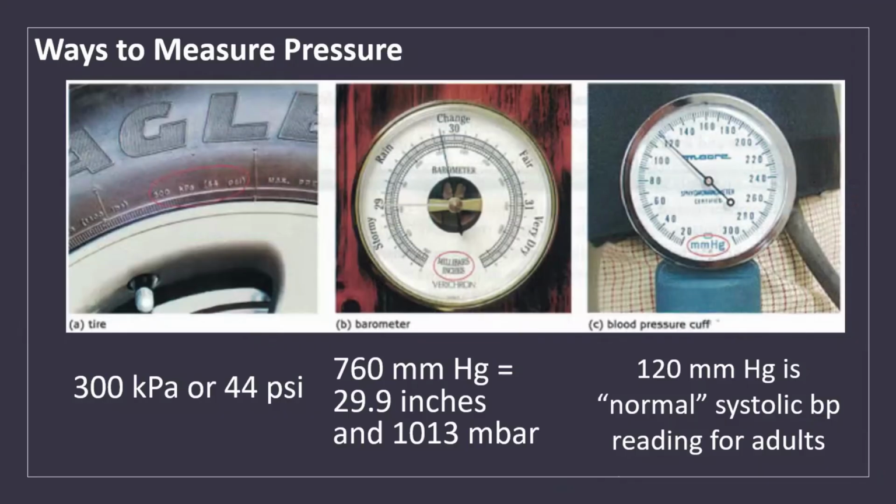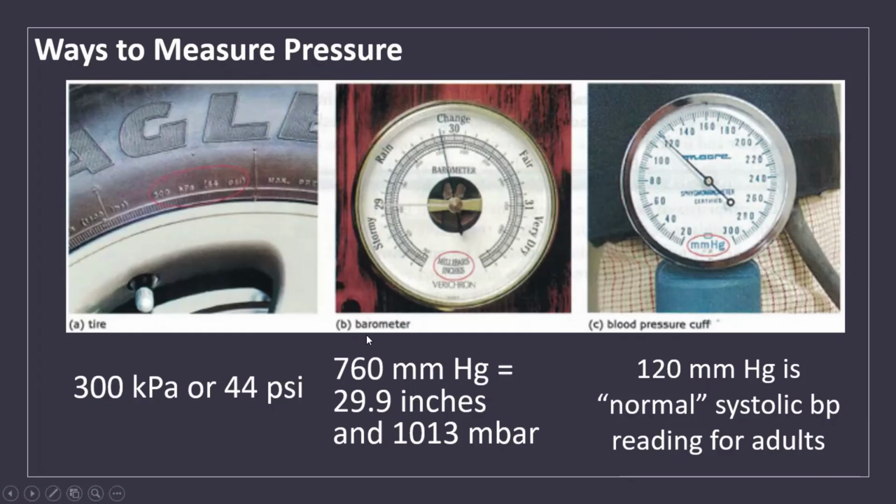So, some ways to measure pressure. Some of these are really familiar, like here's a tire. I never noticed that it had the kilopascal measurement on there. I just paid attention to the PSI. So anyhow, it is on there. They circled it in red, 300 kilopascals or 44 PSI. Then here is a barometer.